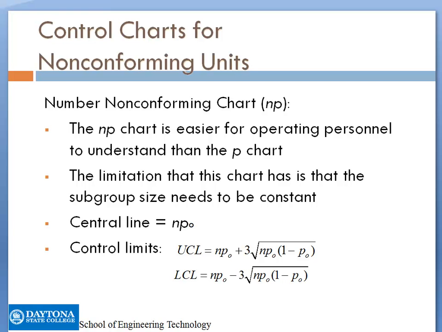So you do the same. You need to calculate the central line, which is n times p sub 0, and you need to calculate the control limits. The p sub 0 is the fraction nonconforming, and if this one is unknown, you have to determine it by collecting data, then calculating the trial control limits and obtaining the best estimate of p sub 0. The trial control limit formulas are obtained by substituting p bar for p sub 0 in the formulas.